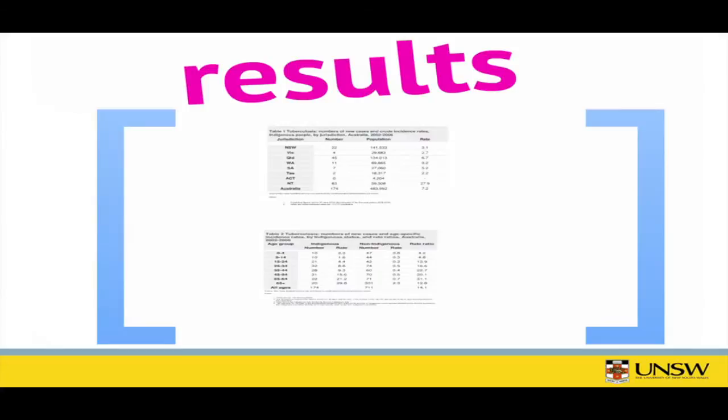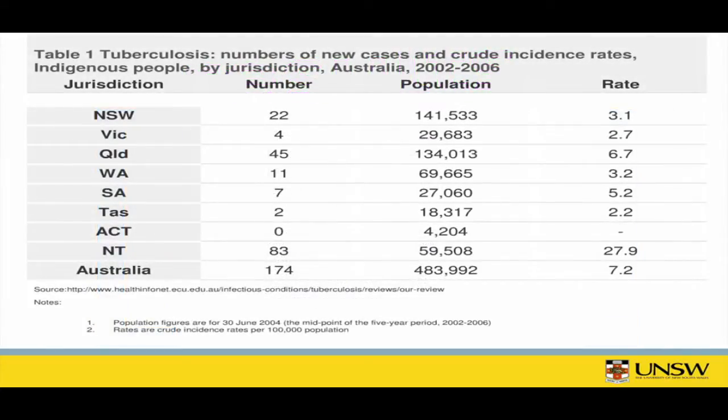This is a lovely table. Now it talks about tuberculosis, so you've seen a sample of tuberculosis, and new cases. So new cases, that means incidence, newly diagnosed. Crude incident rate means that it hasn't been adjusted for other possible, what we call confounders, or other possible causes. So we've got it now stratified by New South Wales, Victoria, Queensland, so by state and territory. So it tells us at the moment that the rate of TB in the Indigenous population is 3.1.